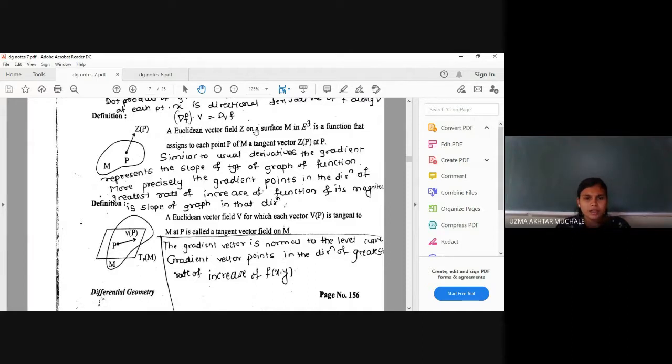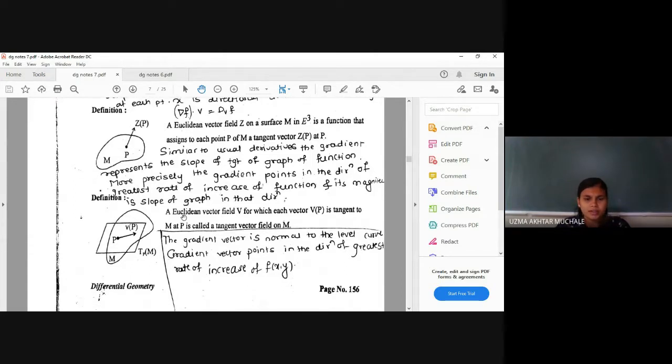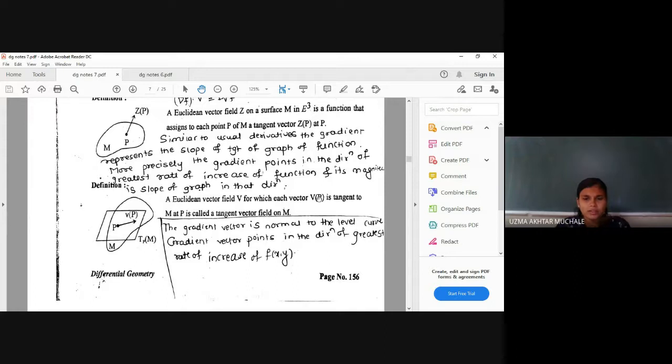A Euclidean vector field Z on a surface M in E3 is a function that assigns to each point P of surface M a tangent vector Z at the point P. Okay, these are some definitions. A Euclidean vector field V for which each tangent vector Vp is tangent to the surface M at the point P is called a tangent vector field on the surface M. Okay, these definitions are very similar to our definitions of vector field.